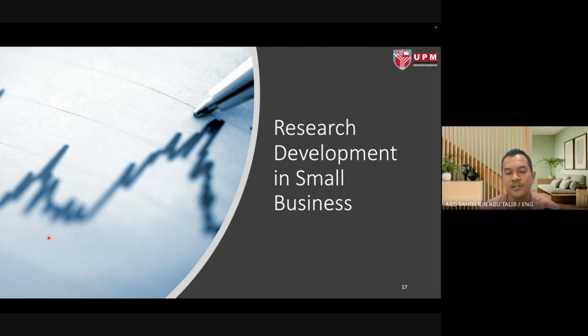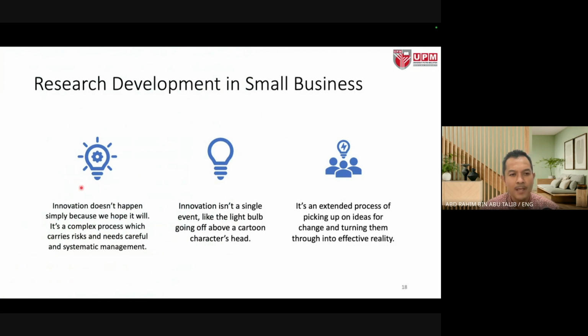We look into research and development in small business. Innovation doesn't happen simply because we hope it will. It's not just you think, oh, I want to do innovation. It is actually a complex process, carries risk and needs careful and systematic management. Okay, innovation isn't a single event. It's not like the light bulb going off above a cartoon character's head. It's not just a ting, you get some idea, okay, innovation happening. It is actually an extended process of picking up ideas for change and turning them through into effective reality. Right.